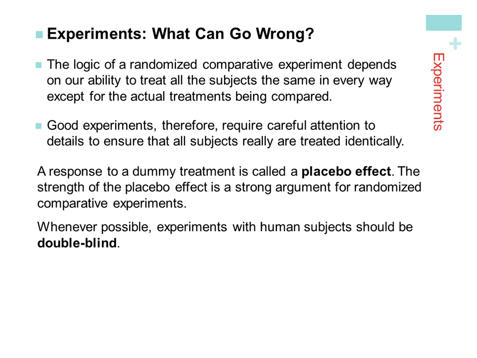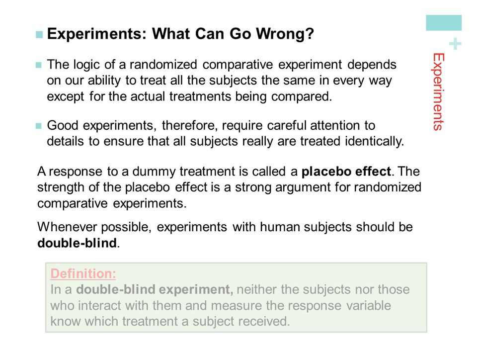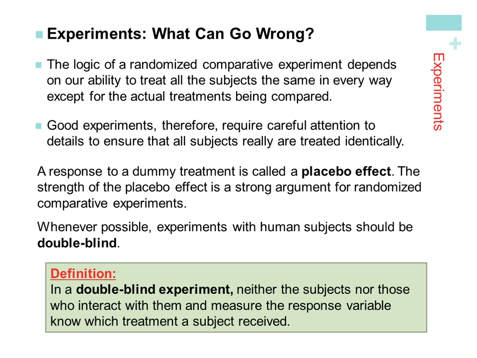Well, whenever possible, we're going to try to make sure that our experiments, especially with human subjects, are double-blind. And so in a double-blind experiment, neither the subjects nor those that they interact with or anyone measuring the response know which treatment a subject receives, right? So we want to try to make sure that we blind our experiments, double blind preferably, so that neither the subjects nor the people measuring the response know which treatment was received.